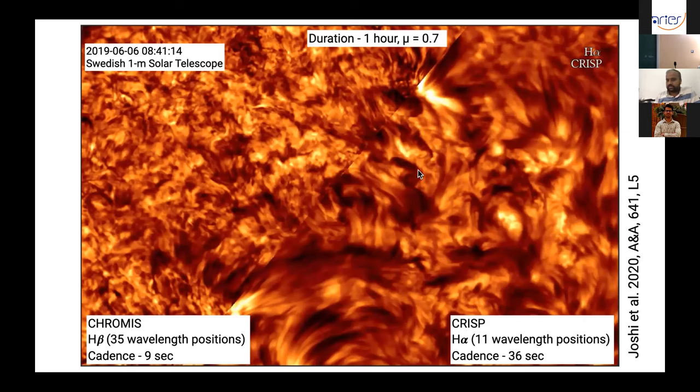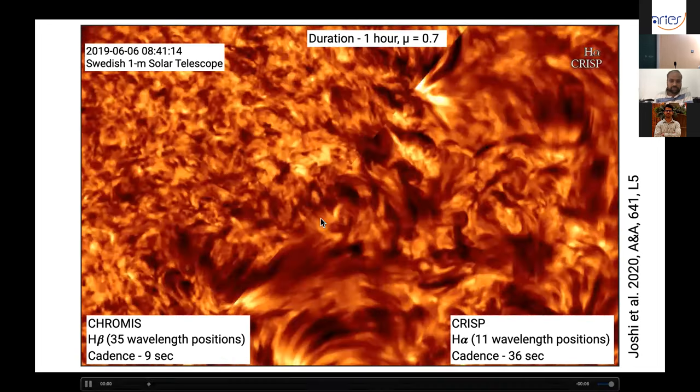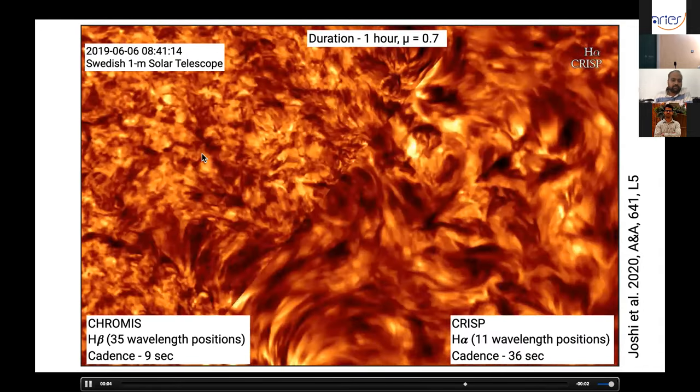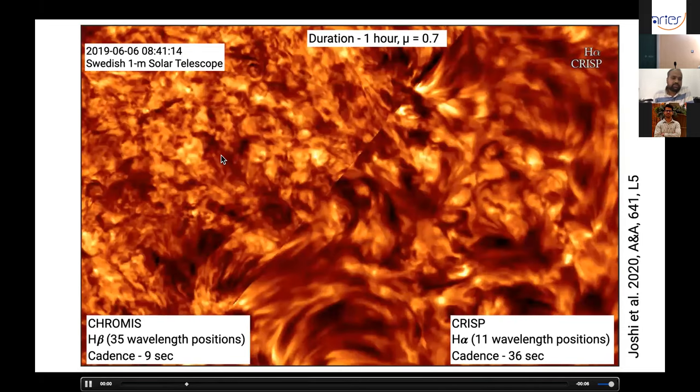So we couldn't change the telescope. With the Swedish Solar Telescope, what we did, instead of going to H-alpha, we went to H-beta. H-beta gave, because of the shorter wavelength, 1.3 times higher resolution. And these are the observations we use. On the right-hand side, what you see is the H-alpha line core, and on the left-hand side, you see the H-beta line core.